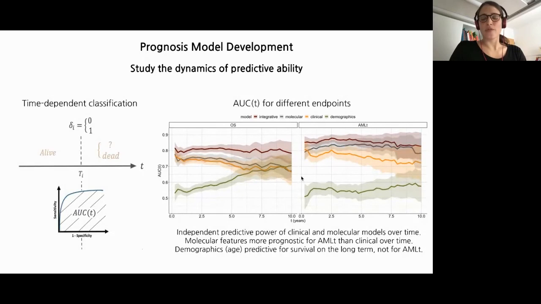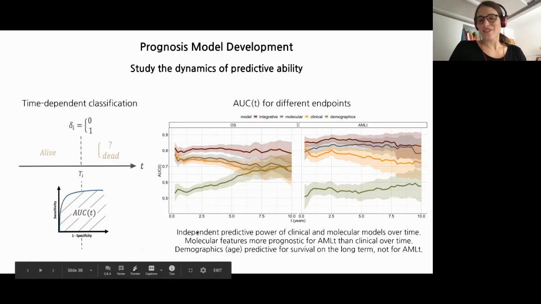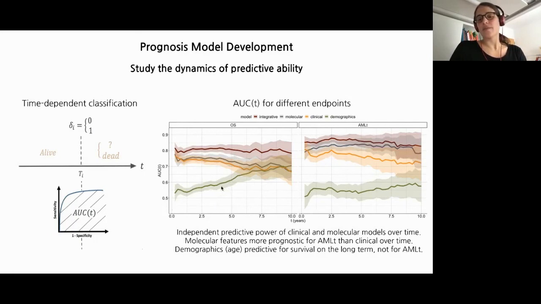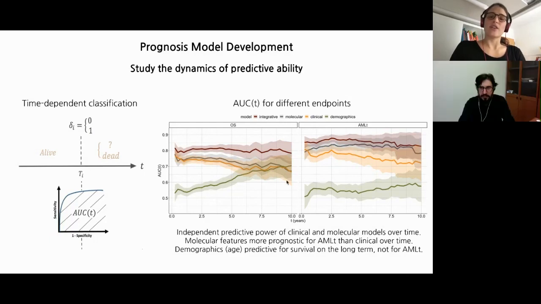So there is a drop of predictability over time using molecular and clinical features for overall survival, a drop which is less present in AML transformation. And we see here how different endpoints behave differently, where age, as expected, is predictive for survival. We're talking about the elderly population, but it only becomes predictive, 0.5 being a random prediction, after a few years. So the short-term predictions are driven by the clinical and molecular profiles, and in the longer term, the predictions are more driven by other factors that include demographics.